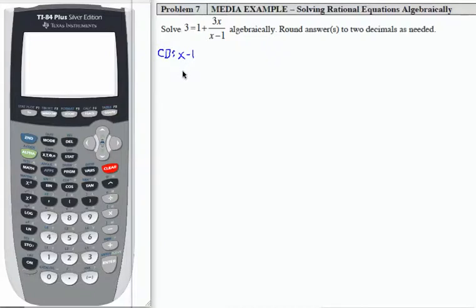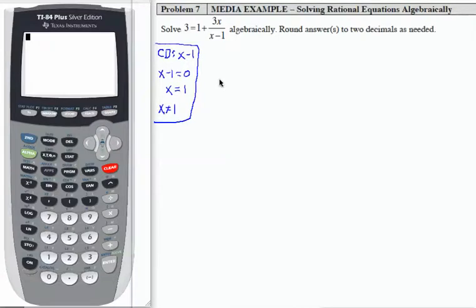Take note of the values of x that make the common denominator 0. So I'm going to set x minus 1 equals 0. If I solve that, that gives me x equals 1. Therefore, I cannot use 1 as a solution because it would make the denominator 0. We cannot divide by 0. So this part is a little bit of what's called an aside. We're just doing some pre-work.